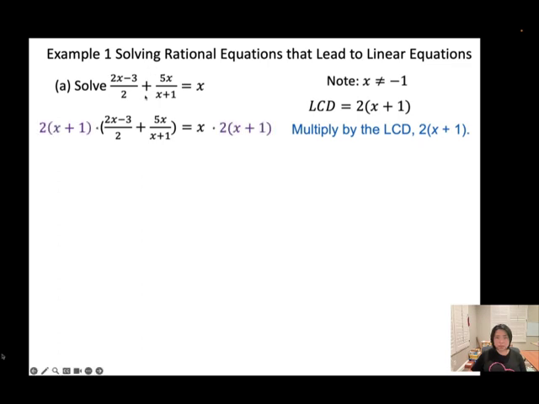And then we do have the parenthesis here, so we're going to distribute one by one. You're going to multiply 2 times x plus 1 with this term, and then 2 times x plus 1 for the second term here. For the first term, the 2 and 2 cancel out, so you're left with x plus 1 times 2x minus 3. For the second term, x plus 1 cancels out, so you have 2 times 5x here.